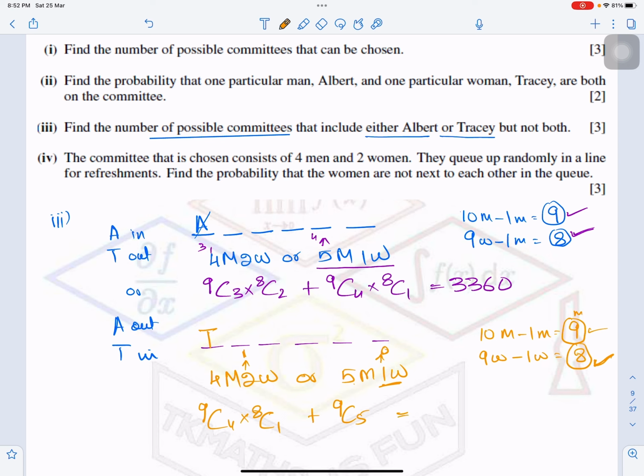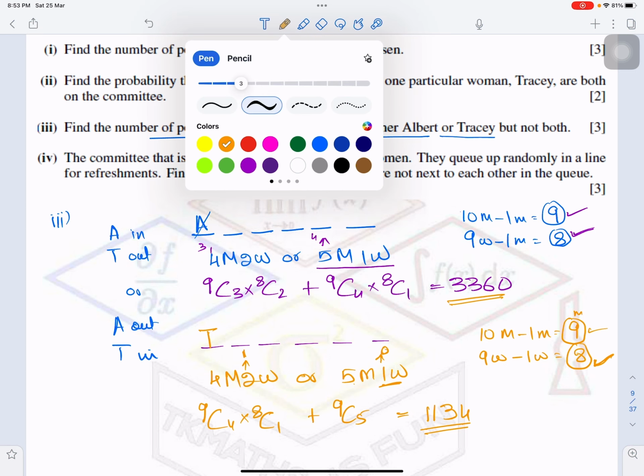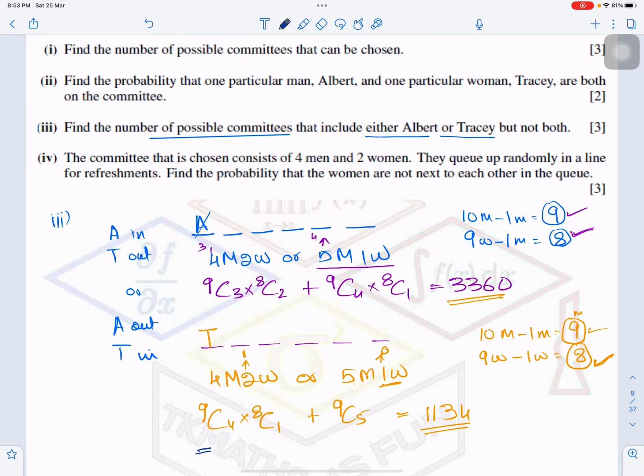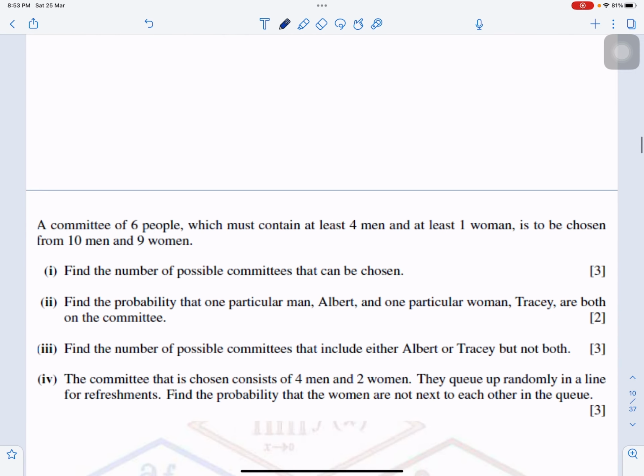So now when you calculate it, you will get 1134. So you can add these two results, and the result will be 4494. So this is the number of possible committees in which either Albert is there or Tracy is there. Now let's see the last part.